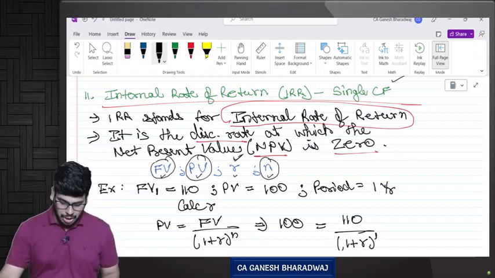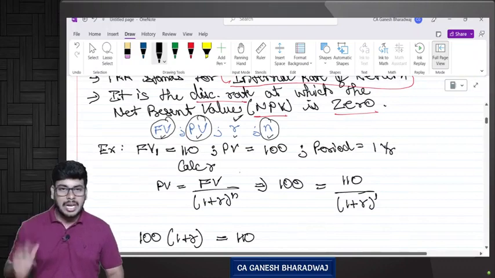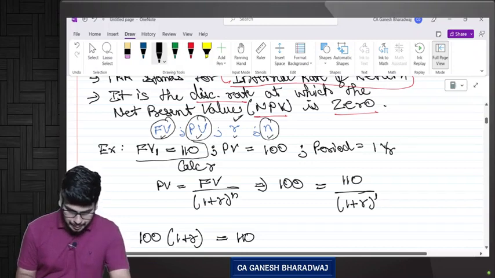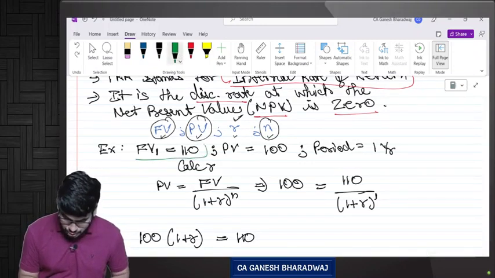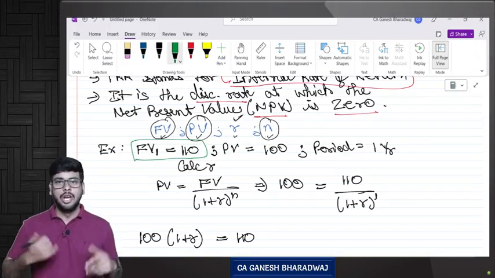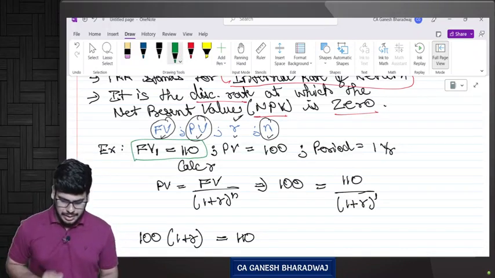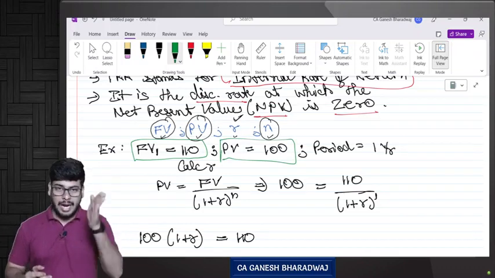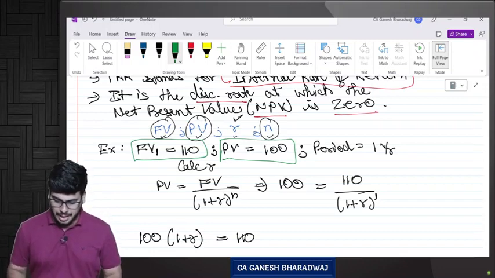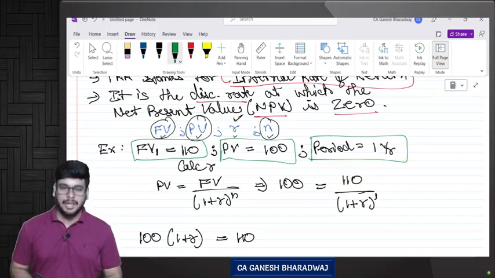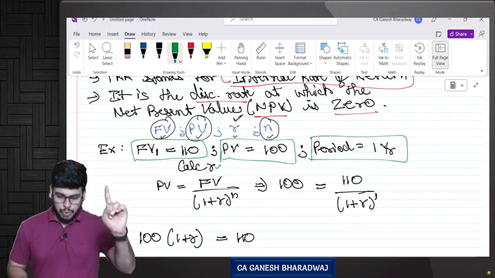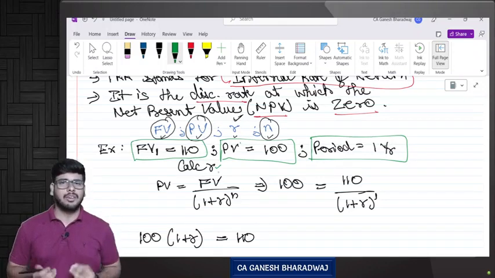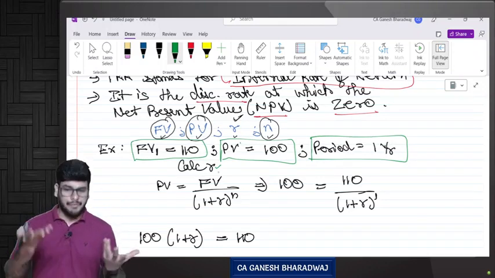Let me take a small example to explain this concept. Let us say the following data is given. Future value at the end of year 1 is equal to 110, or you can say cash flow at the end of year 1 is 110, any which way. Then present value is equal to 100, that is cash flow at T0, the present date. Period is given as 1 year, calculate R. So they have given future value, present value, and N, the period also. You need to calculate R. Very simple, isn't it? Yes, we know this formula.